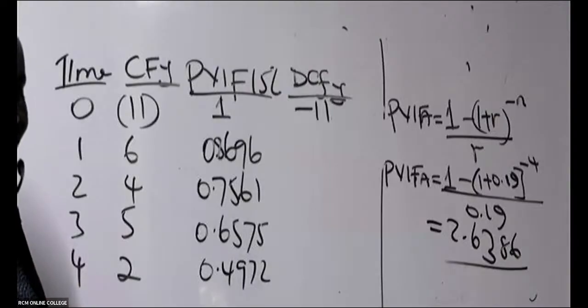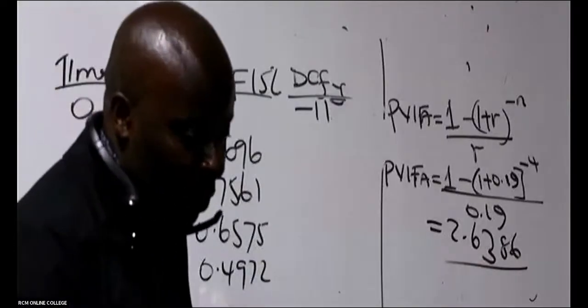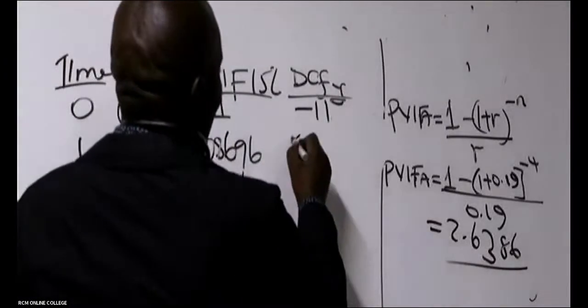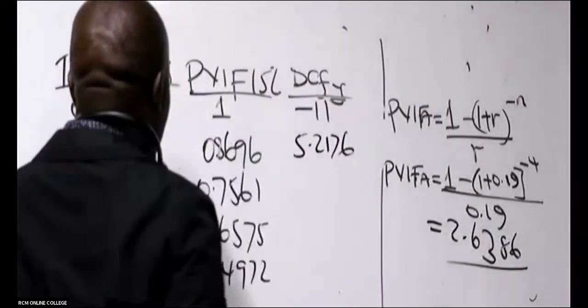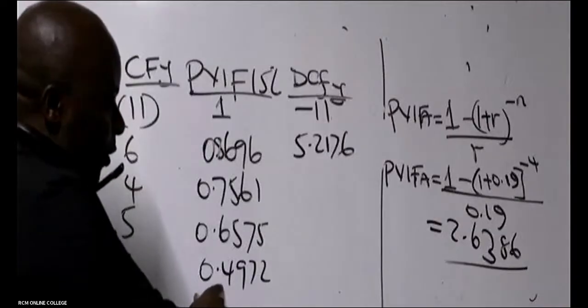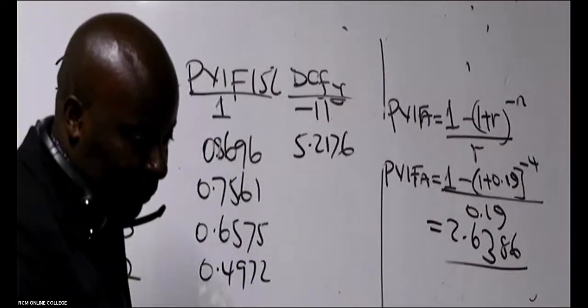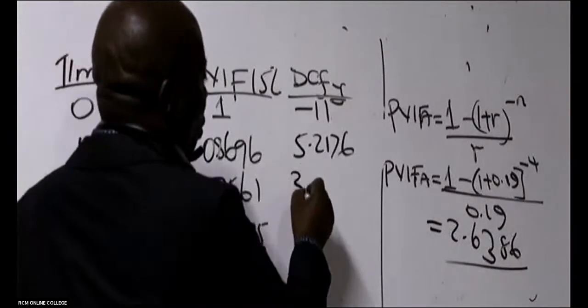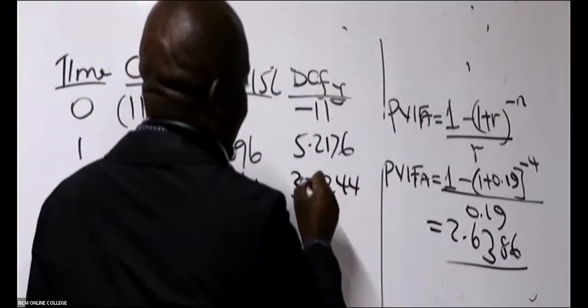I will be able to give you better sound in a few minutes from now. 5.2176. And then somebody is saying year 4 is incorrect. There's a ninja saying this is incorrect. 3244, with a decimal there.